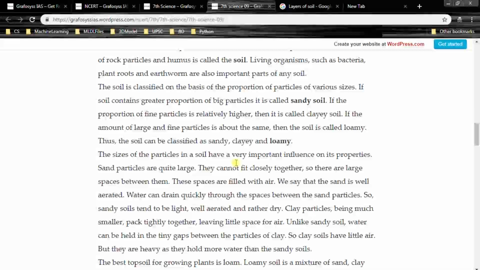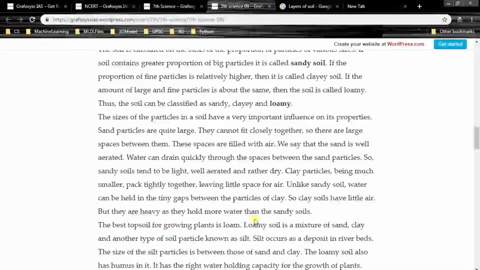on its properties. Sand particles are quite large. They cannot fit closely together, so there are large spaces between them. These spaces are filled with water. We say that the sand is well aerated. Water can drain quickly through the spaces between the sand particles. So sandy soils tend to be light, well aerated and rather dry.